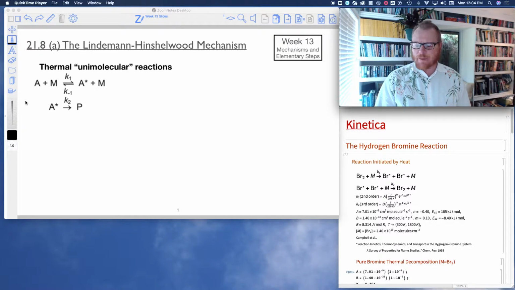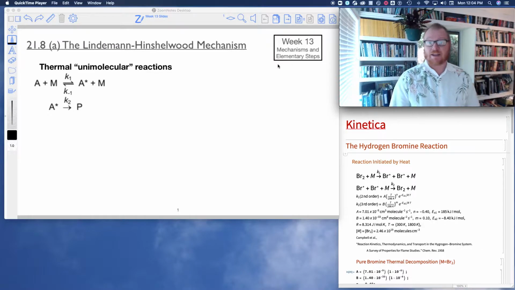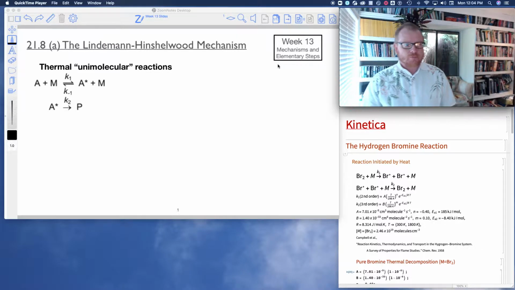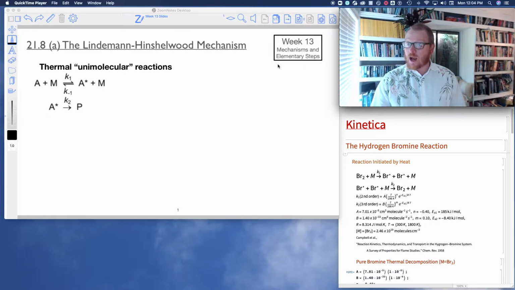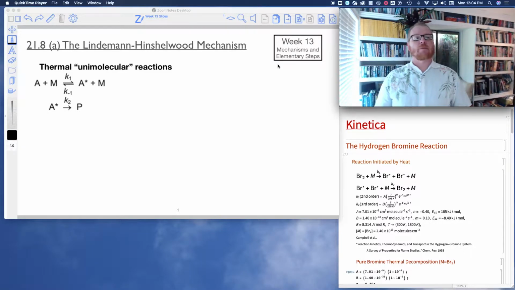So I'm expecting about 3 lectures this week 13 on mechanisms and elementary steps. Some of it will come from the sections in the book, some of it will come from that supplemental document, and some of it will just come from these notes. So be aware of that. The first thing that I want to describe in mechanisms and elementary steps is the very famous Lindemann-Hinshelwood mechanism.